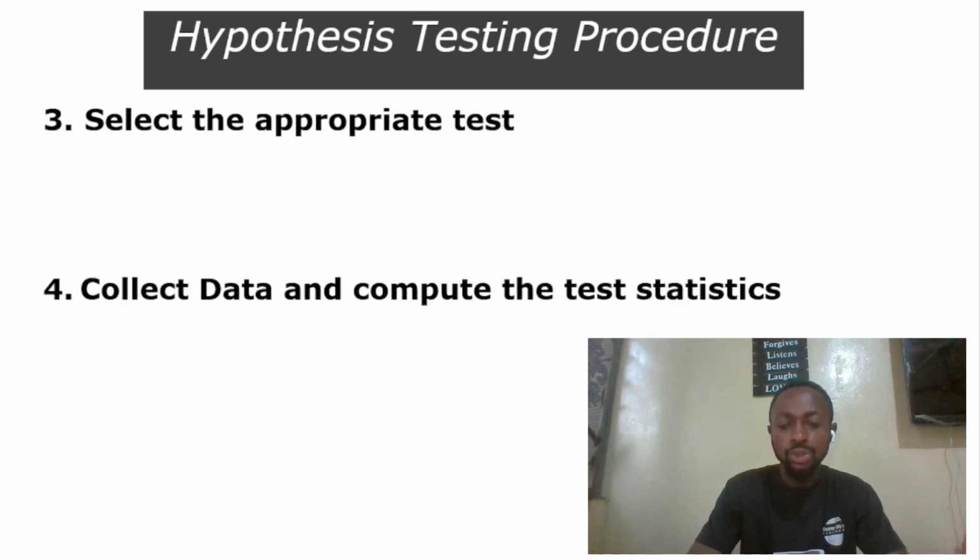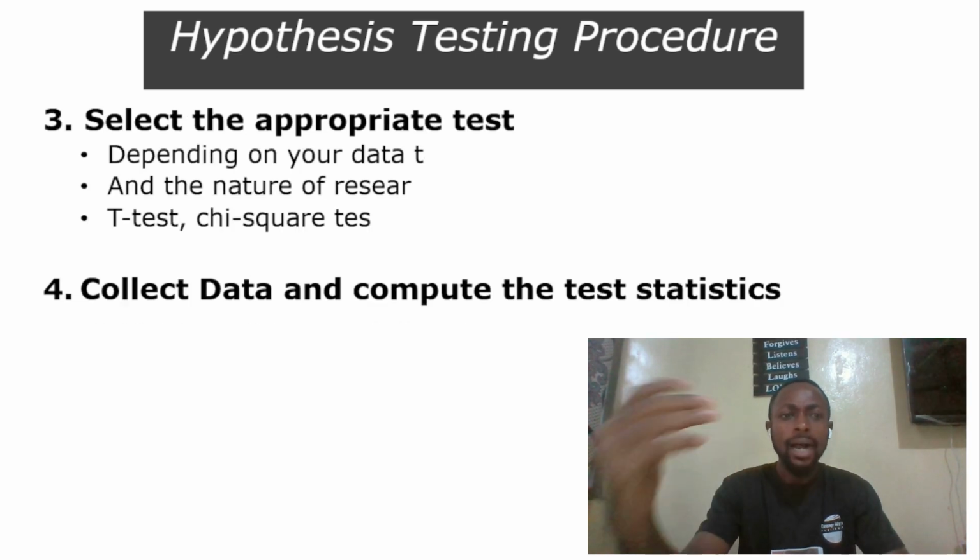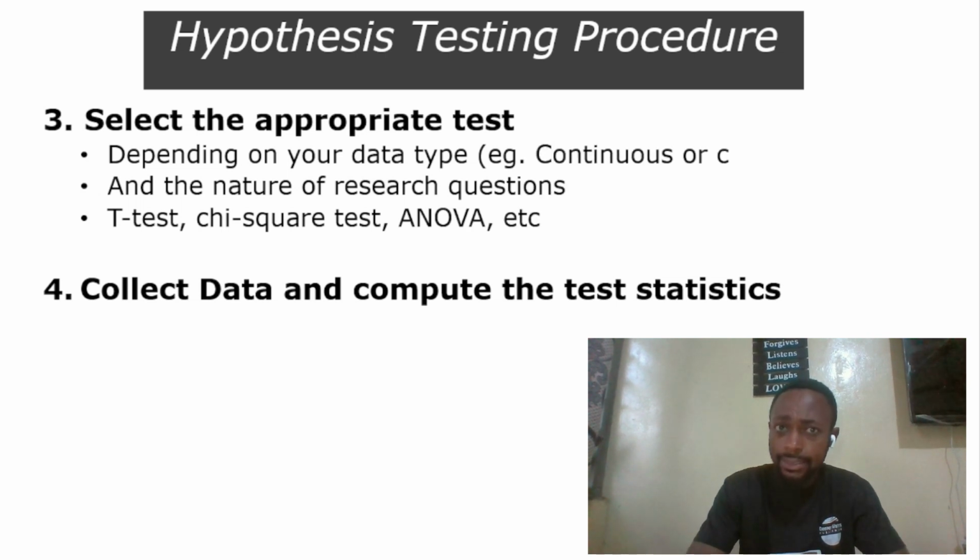The third thing you want to do is to select the appropriate test. Now, the appropriate test that you want to select could be a t-test, it could be a chi-square test, it could be ANOVA, it could be even a correlation test or regression. Now, any of these tests that you perform would generate a significance value using the means or proportions of the data set that you have.